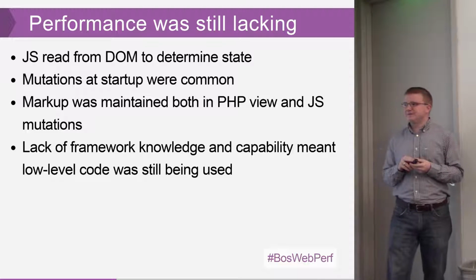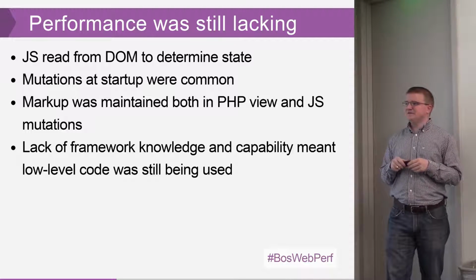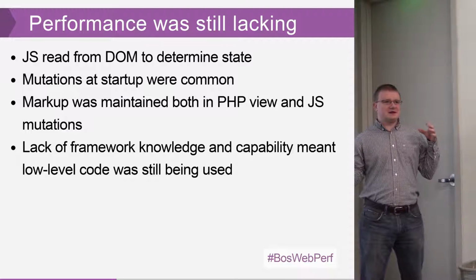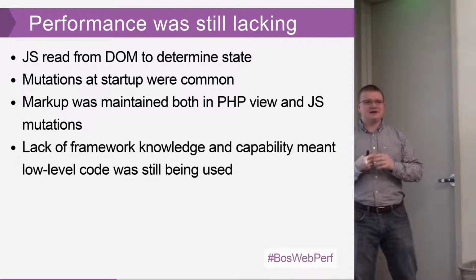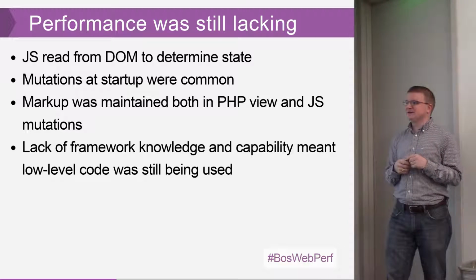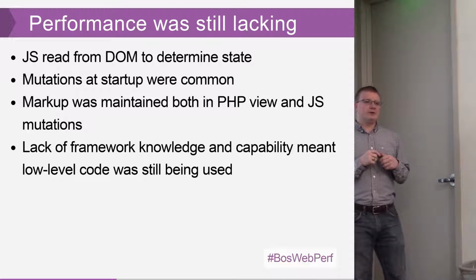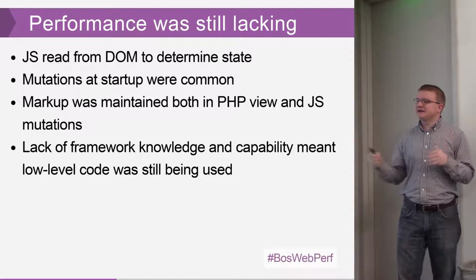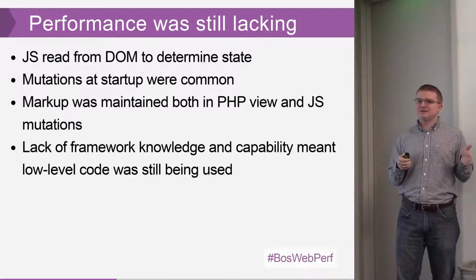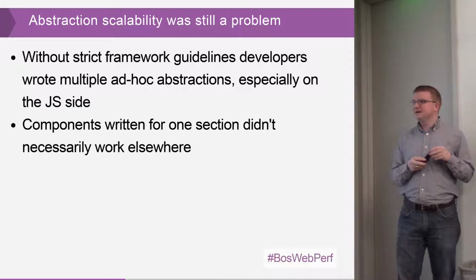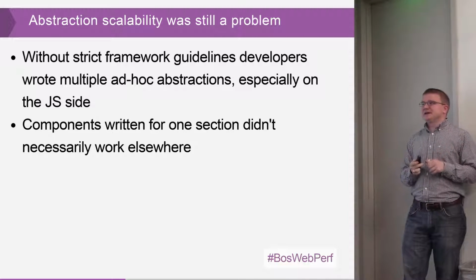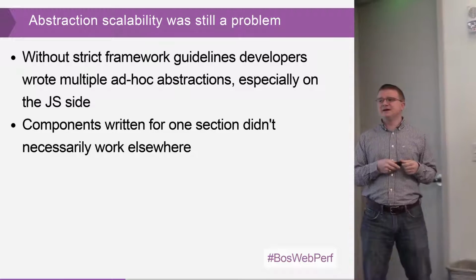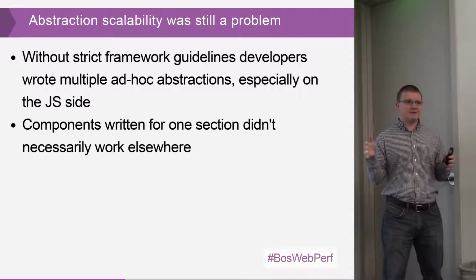Even though Backbone was fairly easy to use, the lack of framework knowledge, maybe it's better phrased as a lack of agreed upon patterns amongst everyone, which is very hard to get in a loose framework like Backbone, meant that low-level code was still being written. So what we had tried to get away from ended up just being wrapped inside our view layer in Backbone, which meant that while it sort of looked like we had some structure, we ended up having a lot of the same problems that we always had. And abstraction scalability was a problem.